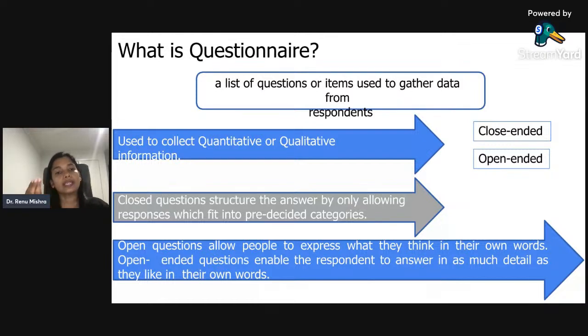So in research terms, we understand that information as data. So from now on, just don't be afraid of the term data. And there are various ways to collect that information. One such way is the questionnaire.